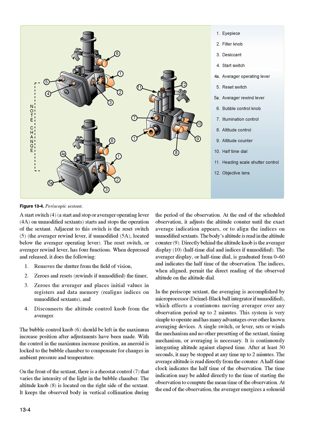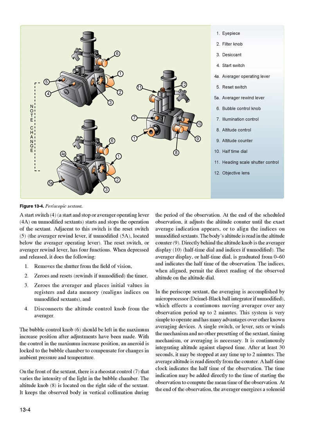The bubble control knob, 6, should be left in the maximum increase position after adjustments have been made. With a control in the maximum increase position, an aneroid is locked to the bubble chamber to compensate for changes in ambient pressure and temperature. On the front of the sextant, there is a rheostat control, 7, that varies the intensity of the light in the bubble chamber. The altitude knob, 8, is located on the right side of the sextant.